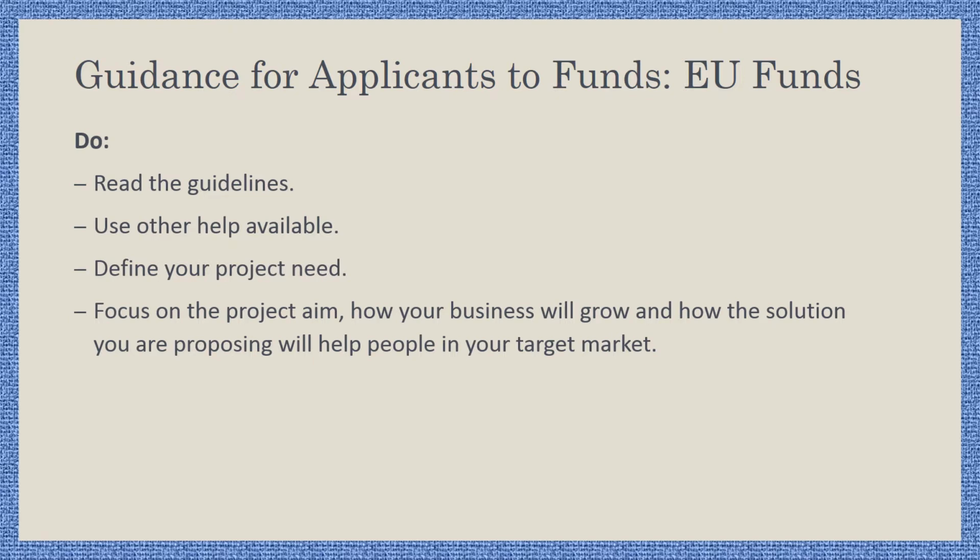Focus on the project aim, how your business will grow, and how the solution you are proposing will help people in your target market. So these are important things. You need to capture that information succinctly and try and relay it in as few words as possible. Clear, succinct aims about what you want to do, who it will help, and who you're doing it to. And there's even rubrics you can use in things like data searching. There's one called PICO, which stands for Population, Intervention, Control and Outcome. So there's ways to structure your thinking and writing with these approaches.